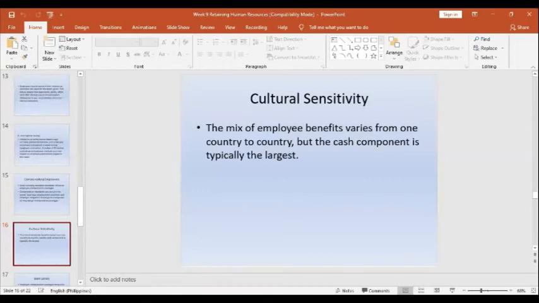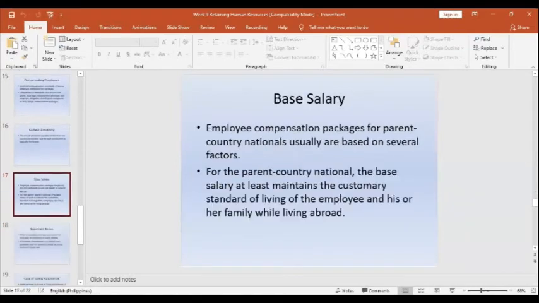That's why in companies we should be culturally sensitive in giving salary and benefits. Okay, because of the culture, so we have to look at this. Next is the base salary. So the base salary is the compensation package. It's about, of course, the payment, the remuneration for the employee's services. And this basic salary is already based on several factors. So for the first, country national or parent country, the basic salary at least maintains the customary standard of living in his family while living abroad. Okay, that's also correct. That's why many people are working abroad, because they earn more than working in their own country.